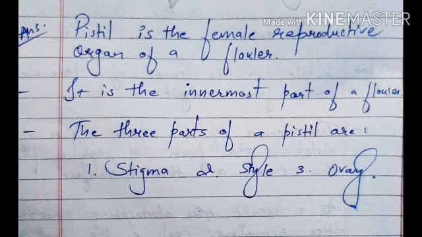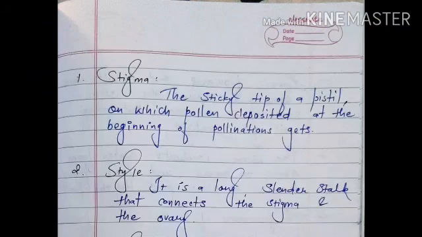Pistil is the female reproductive organ of a flower. It is the innermost part of a flower. The three parts of a pistil are first is stigma, second is style, and the third one is ovary. First, stigma, the sticky tip of a pistil on which pollen deposited at the beginning of pollination gets stuck. Second one is style. It is a long, slender stalk that connects the stigma and the ovary.